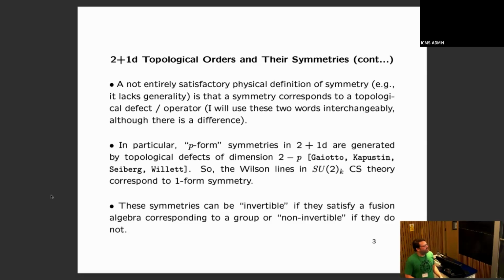And these symmetries can be invertible if they satisfy fusion rules corresponding to a group, or non-invertible if they don't. So my definition of one-form symmetry is going to be a little bit different from these guys, because they talk explicitly about invertible one-form symmetry, but I'm going to call any p-form symmetry a symmetry that has a charge of dimension p that's topological, and I don't care whether it's invertible or not.